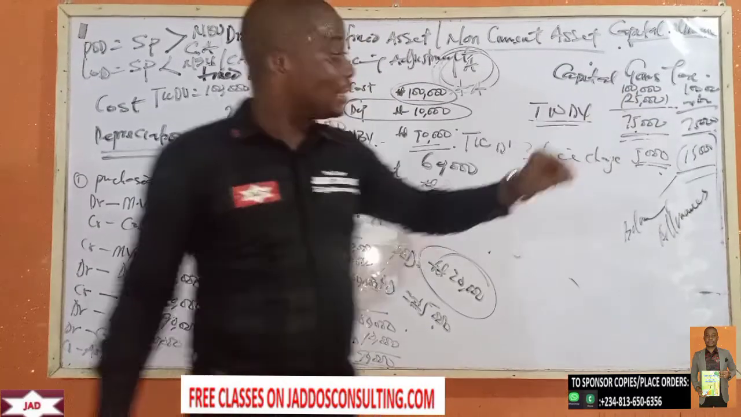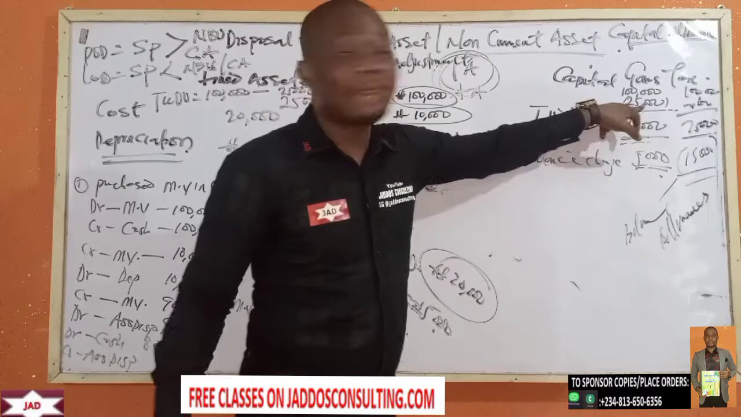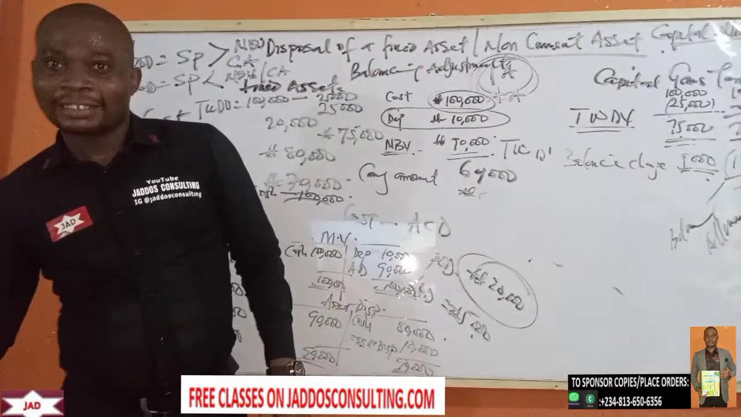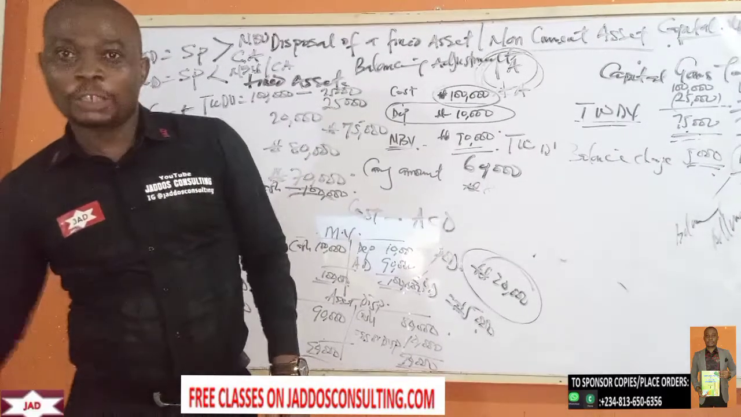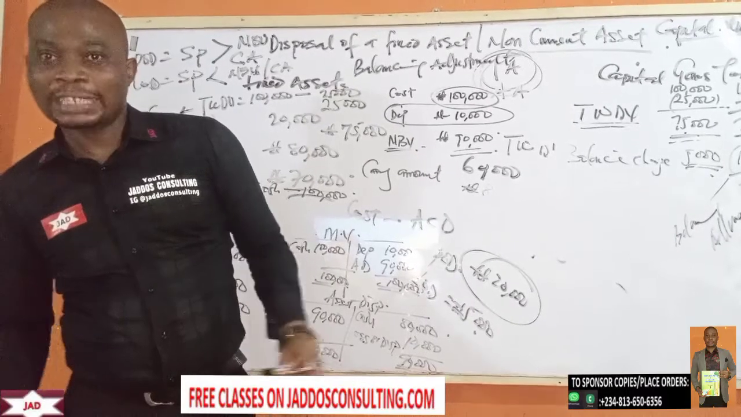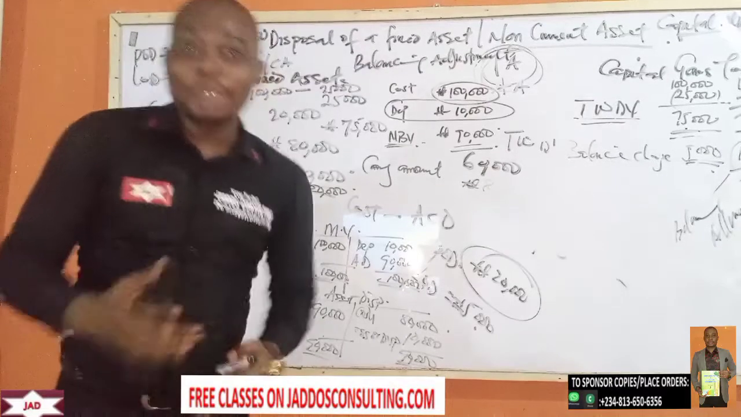So that means that if your balancing charge is 40,000 and they are saying that it is restricted to 25,000, that means there's still an excess of 15,000 that is yet to be accounted for tax purposes.